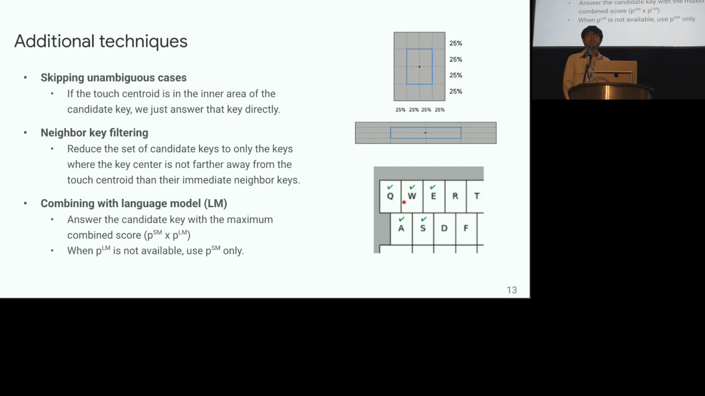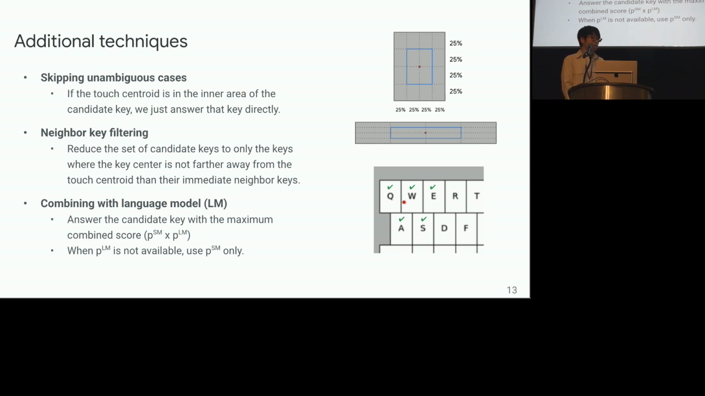Apart from the spatial models, which are like those logistic regressions, we also apply some additional techniques to ensure smooth user experience. The first thing is skipping unambiguous cases. If we know that the centroid lands close to a key center, we are sure that this tap is not ambiguous, and we can answer that key directly.